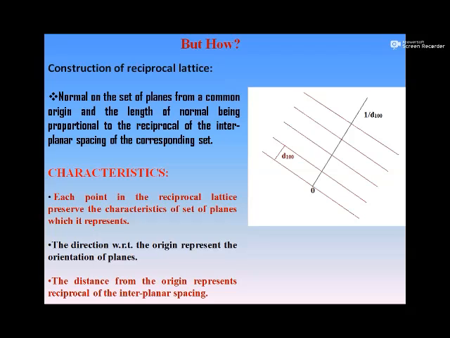Now, what are the characteristics of those systems? So first, I choose a set of planes, I draw a normal, and I put some points on the normal, which basically has a dimension just inverse to that of the interplanar spacing, right?